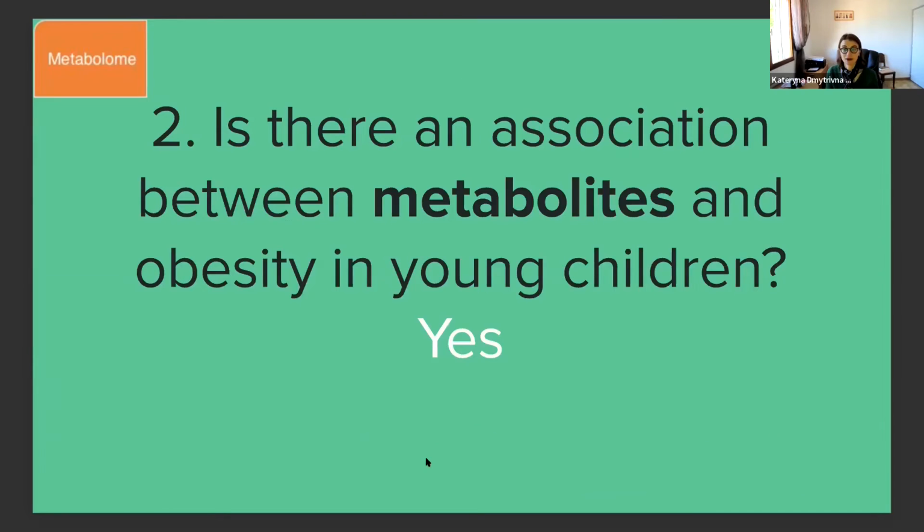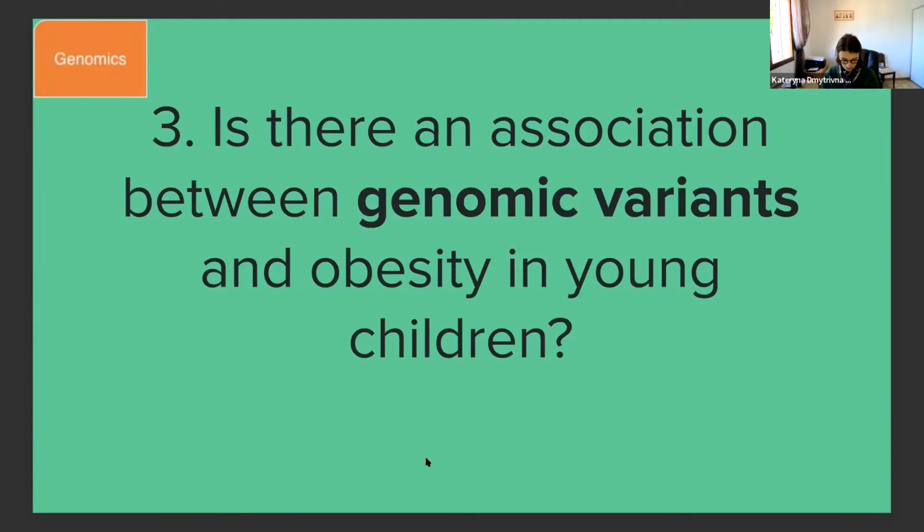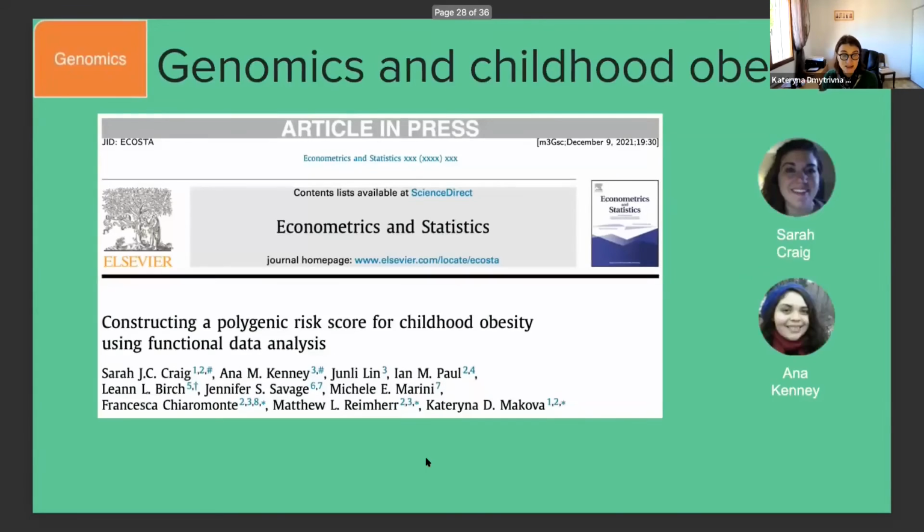So to summarize this part of the talk, we were able to show an association between metabolites and obesity in young children. Let me move forward and talk about genomics. We wanted to ask a question whether there is an association between genomic variants and obesity in young children. And this is a paper that is available online. It's currently in press. It's available on bioRxiv, in which we constructed a polygenic risk score for childhood obesity.